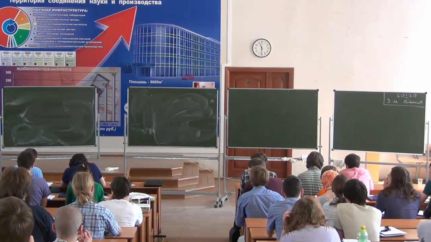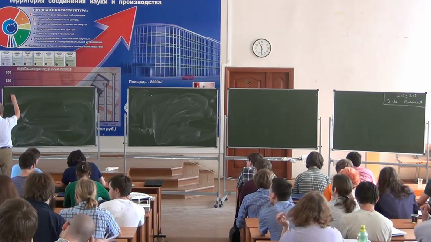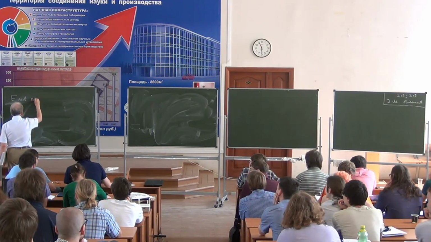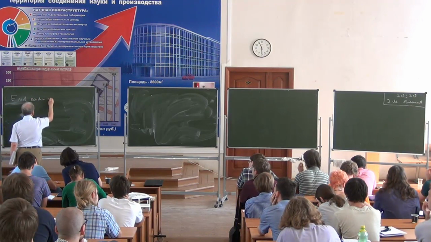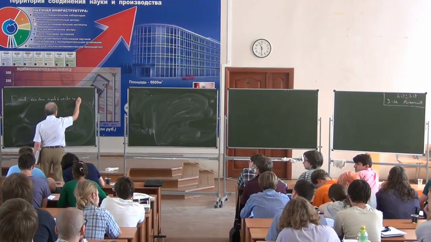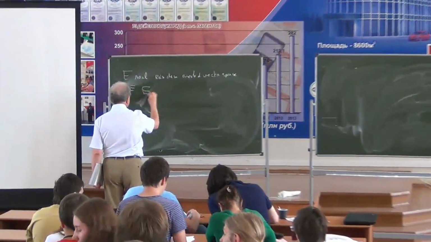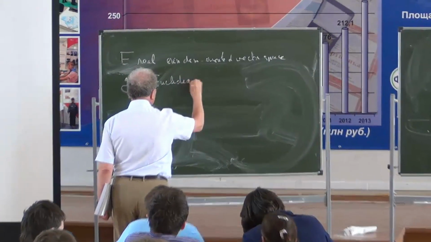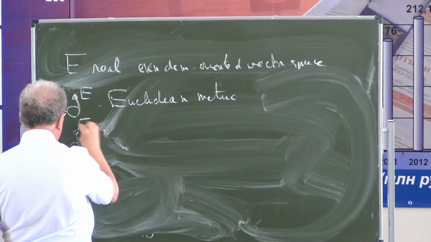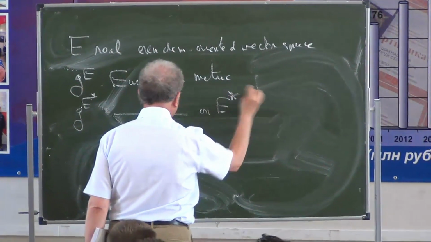Okay, so I will start again, first of all, by reminding you of a few things. I give myself E to be a real, even-dimensional, oriented vector space, and I call g_E an Euclidean metric, and g_E* the corresponding metric on E*.